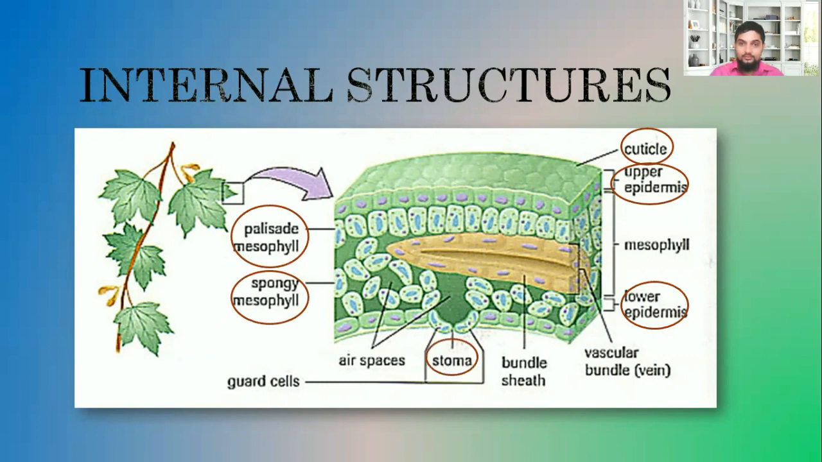We have the stoma, which is the pore. And surrounding the stoma, we have guard cells. They're like guards that allow the opening and the closing of the stoma, or they're like gates that open and close. And we have the vascular bundle. The vascular bundle consists of the xylem and the phloem tubes.